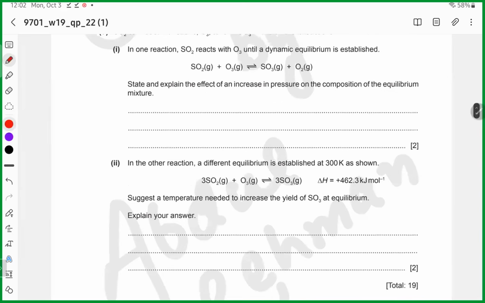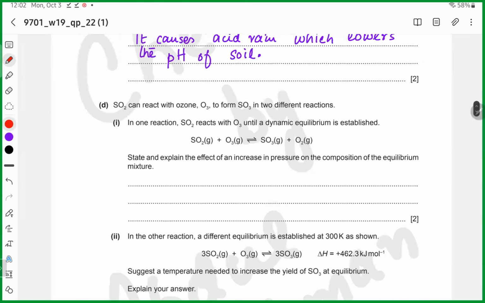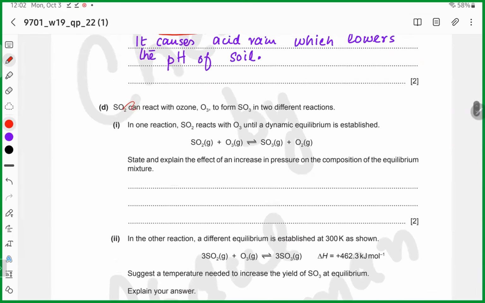I am just completing this question from question number 2. We will start in the next class. SO2 can react with ozone to form sulfur trioxide in two different reactions. In one reaction, SO2 reacts with ozone until a dynamic equilibrium is established. State and explain the effect of an increase in pressure on the composition of the equilibrium mixture.